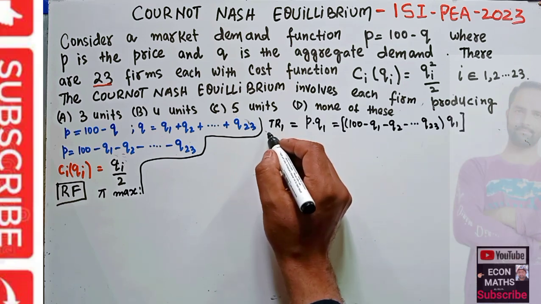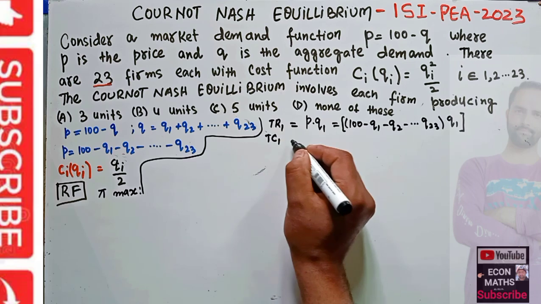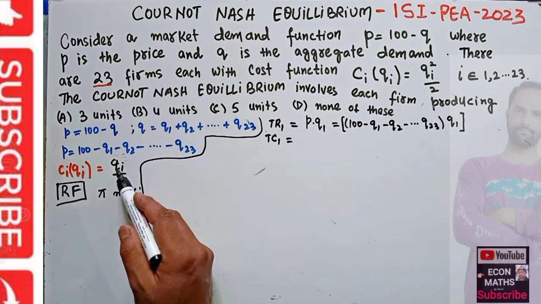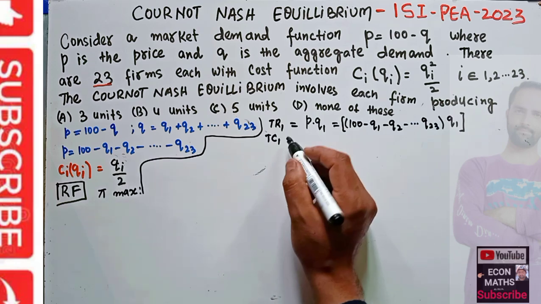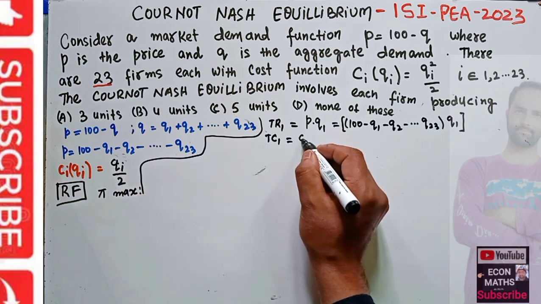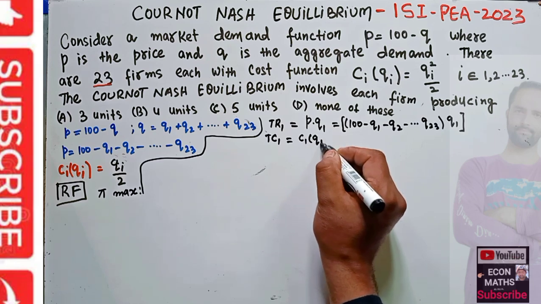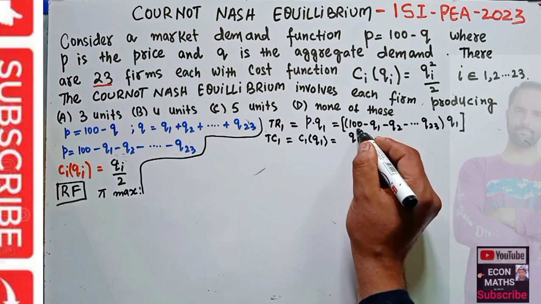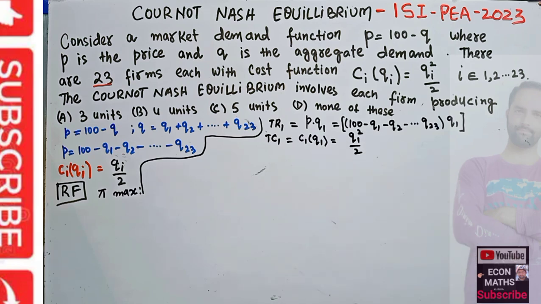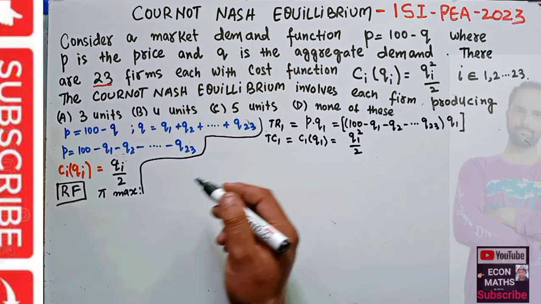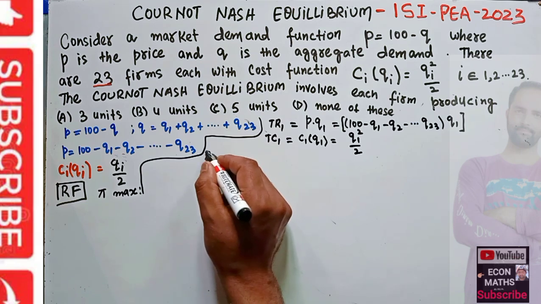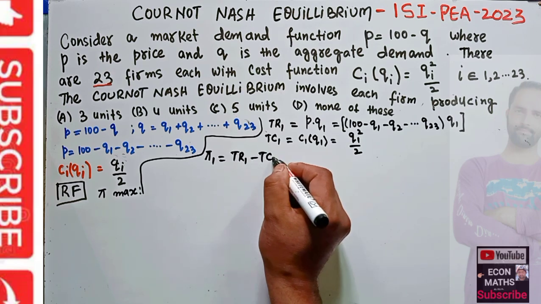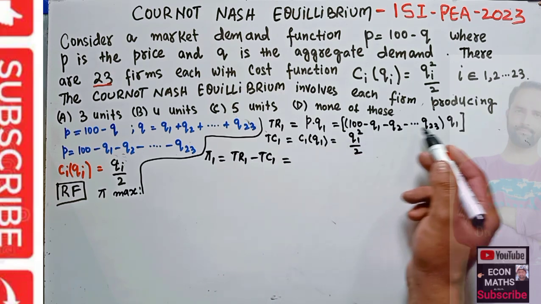And what will be the total cost of firm 1? Simply, total cost is a function, that is Q_i squared upon 2. So the total cost of firm 1 will be equal to C1(Q1), so in place of i we have 1, which becomes Q1 squared divided by 2. Now let's first write the profit of firm 1. Profit of firm 1 will be equal to total revenue of firm 1 minus total cost of firm 1. Total revenue of firm 1 is this.